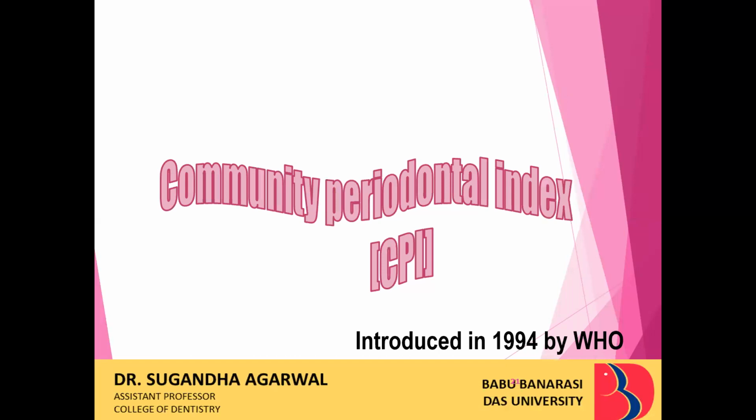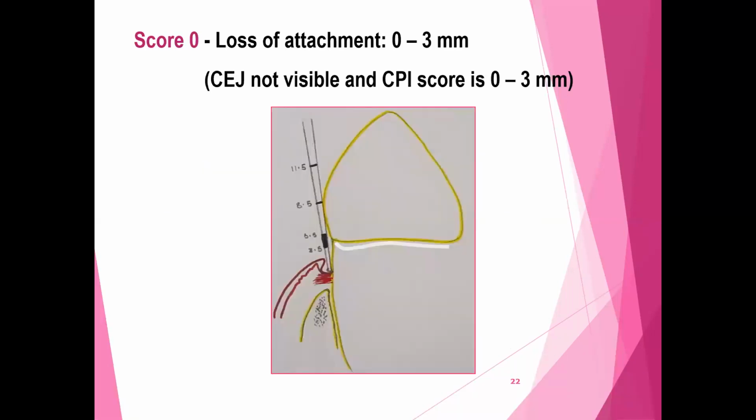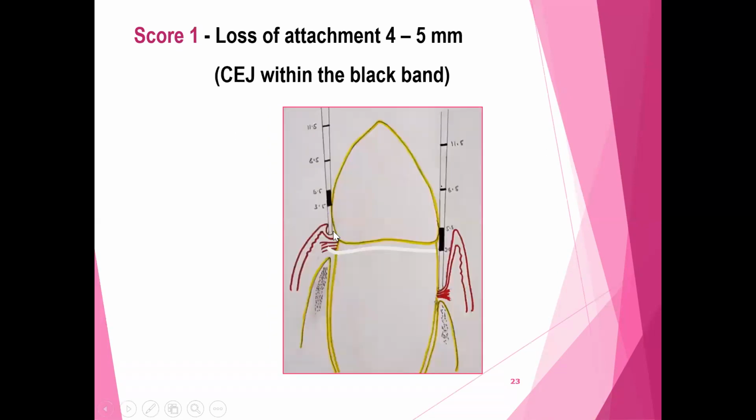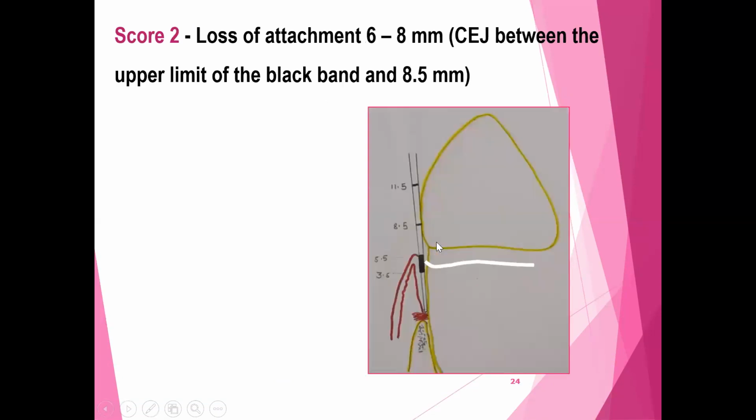It was introduced in 1994 by the World Health Organization. In this, score 0 is loss of attachment of 0 to 3 mm, that is the cement to enamel junction is not visible, and the CPI score is 0 to 3 mm. Now, score 1, loss of attachment 4 to 5 mm, that is the CEJ, the cement to enamel junction, is within the black band.